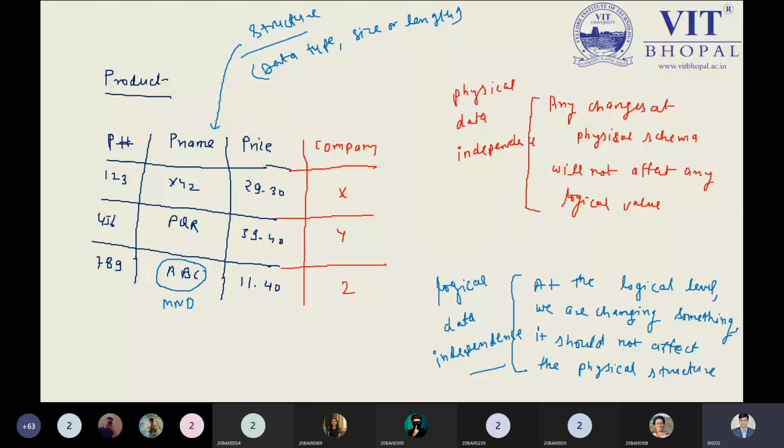Previously I put a query. I need to see the product name which is represented by the product number 789. Previously, before updating anything, I was able to see the ABC product name. But the next time, after updating something, I will see the MNO rather than the ABC because it was updated. So that is the point. The external level and the logical level have no dependency. If you have dependency, it means our database is not suitable. It is just a simple example.